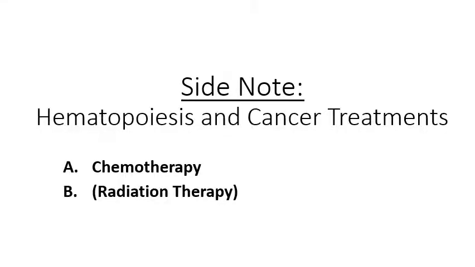Okay, on a side note, let's talk about how cancer treatments affect hematopoietic stem cells. Okay, so generally there are two main cancer treatments. One is called chemotherapy. This is where you treat a patient with chemicals that target the cancer cells, and the other one is radiation therapy, where you treat a patient with radiation that targets the cancer cells.